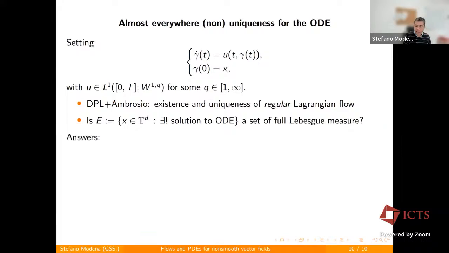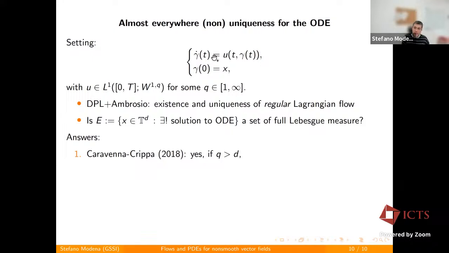And well, there have been important answers, which essentially completely answer this question. The first one is by Laura Caravenna and Gianluca Crippa in 2018, where they answered positively. So they said, yes, it is a set of full Lebesgue measure if the Sobolev integrability of the field is bigger than the dimension of the space. So this is the dimension of the physical space we are working on. So if q is bigger than d, then this set is of full Lebesgue measure. There is, for almost every point, a unique solution to this ODE.